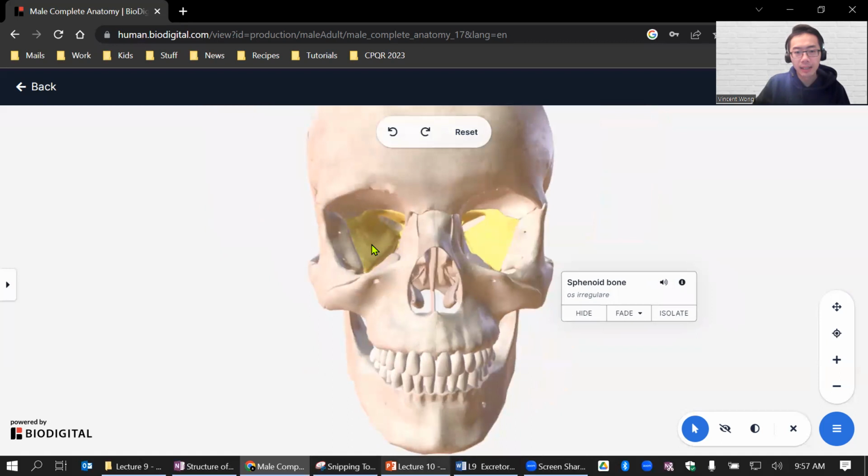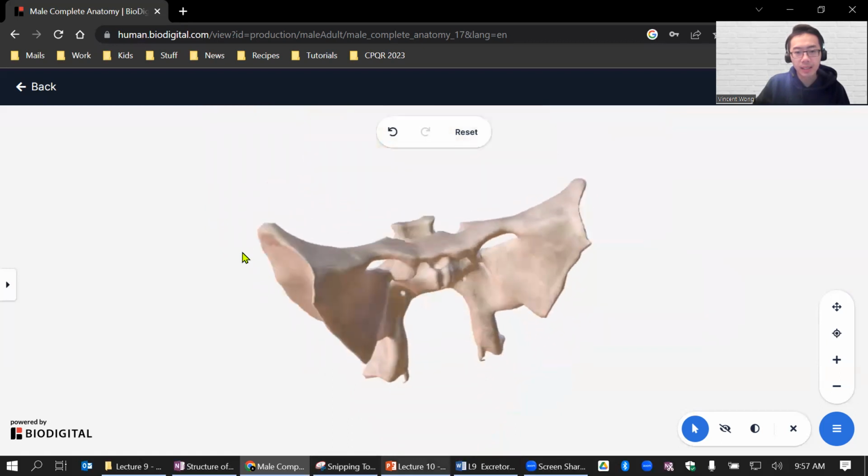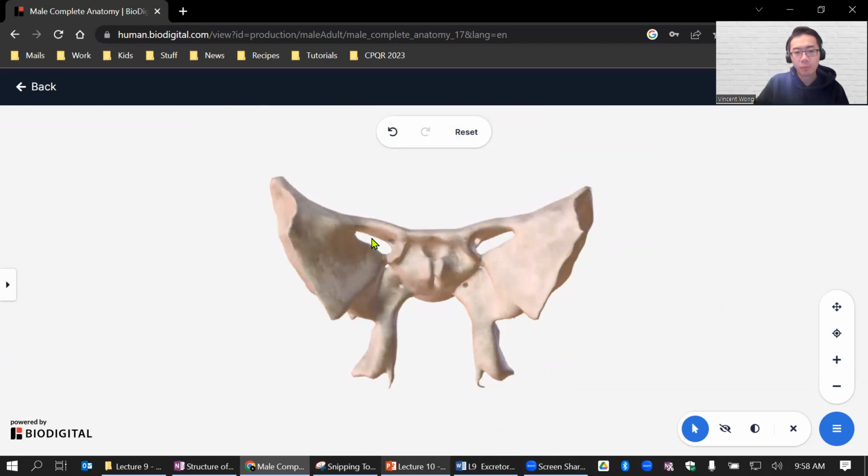If I isolate it, you'll see that it looks like a butterfly, sort of. And what is that hole for at the end right there? What are those openings for? You know the answer already. We learned about it. You just have to connect the ideas together. What goes through those holes?